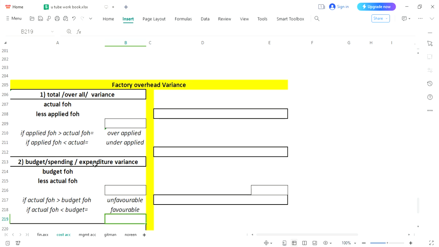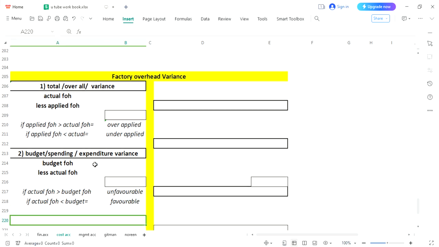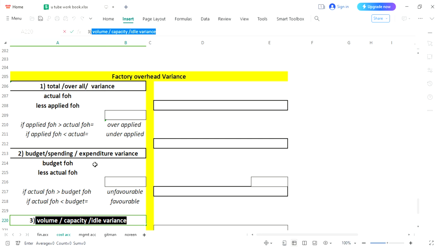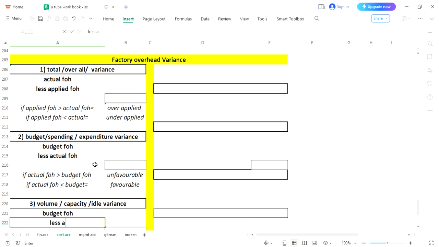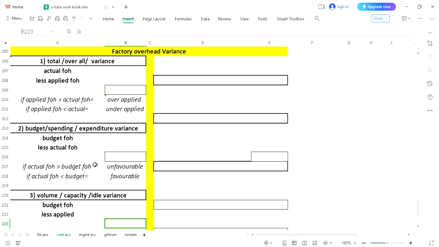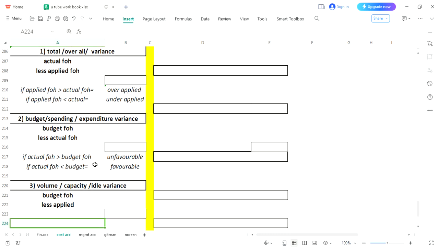Okay, and the next variance we are going to calculate is the volume, capacity or idle variance, which is a relationship between budget and applied FOH. You will write over here budget FOH and then applied FOH. Here you will calculate the variance by taking the difference between budget and applied FOH. Next you will conclude by focusing upon budget.